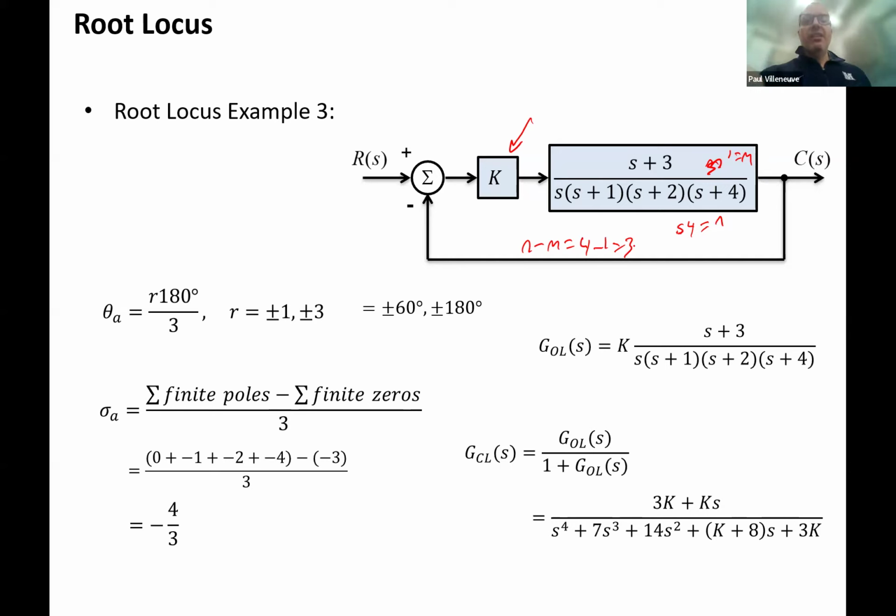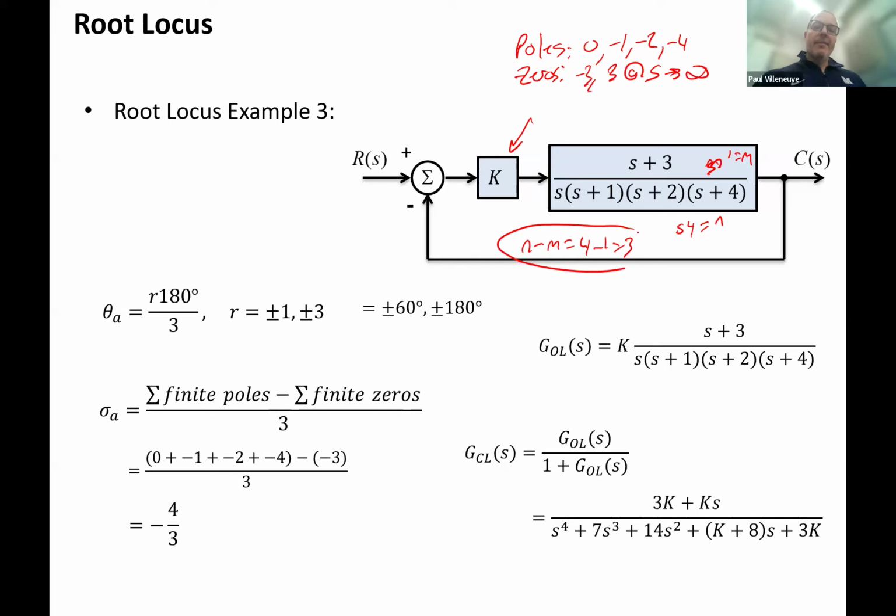So now we can start writing in our poles and our zeros. Our poles: 0, minus 1, minus 2, minus 4. Our zeros: minus 3, and 3 at s approaches infinity. Where did I get the 3 from? Right here, the n minus m. Okay? So now I can actually start drawing my root locus.